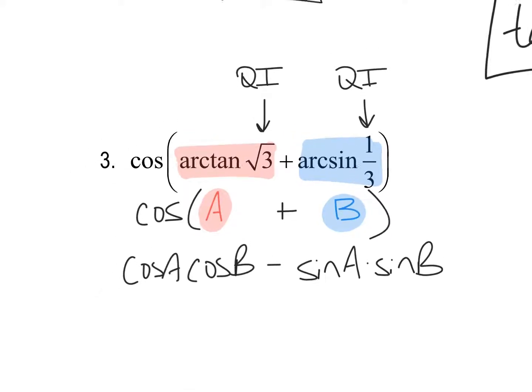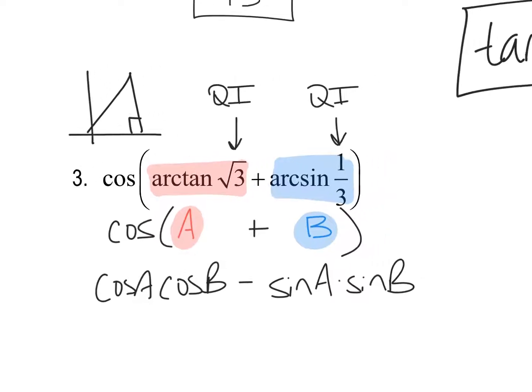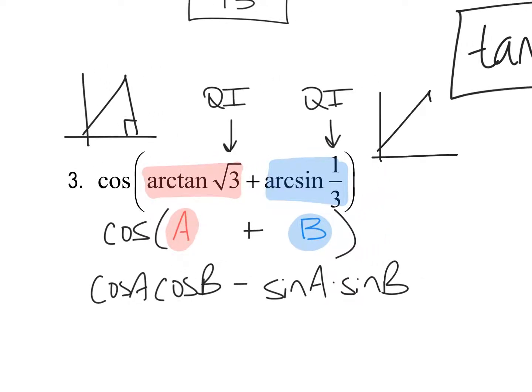Okay, so I'm going to make a triangle in quadrant 1 for triangle A. I'm also going to make a triangle for this B thing. Okay, and I'm just labeling them A and B so that I can keep track. The A is my red situation and the B is my blue situation, okay?